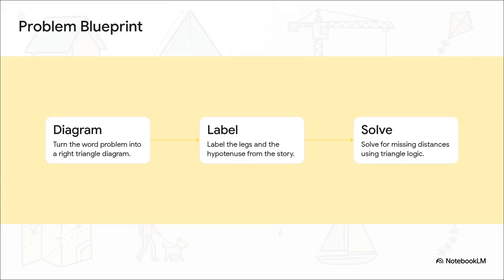So here is our game plan for today. Step 1, we turn the word problem into a diagram. Step 2, we label the legs and the hypotenuse. And Step 3, we actually solve for those missing distances using right triangle logic. Okay, let's see this blueprint in action.